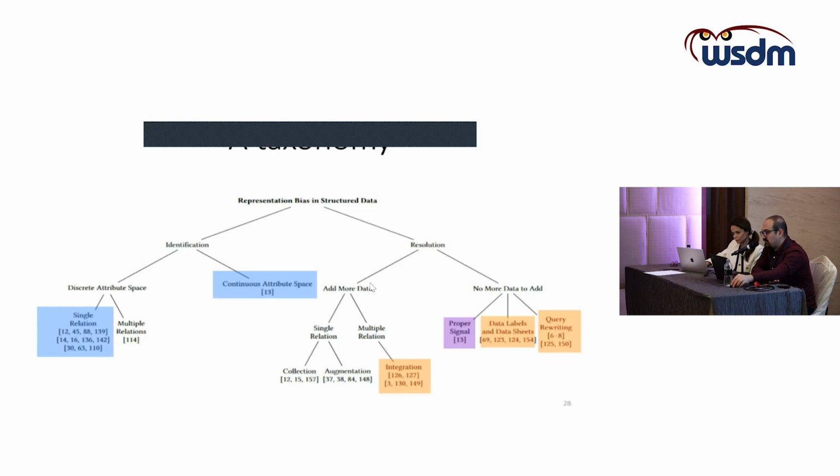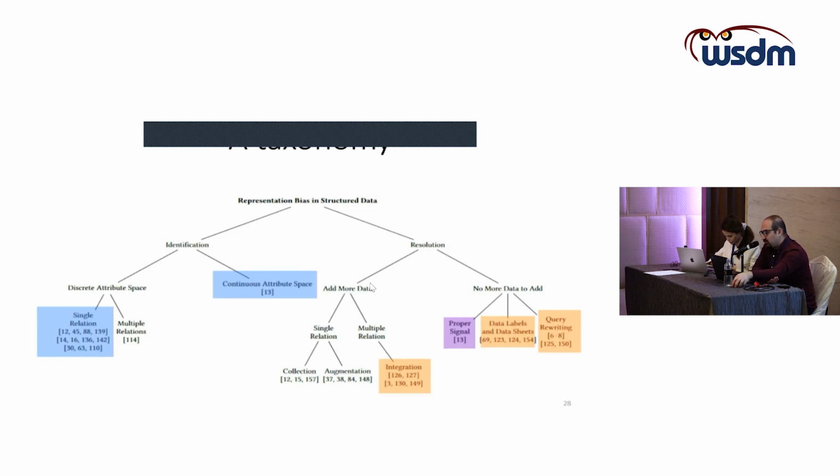If you have the option, the line of work for adding more data contains different works. This tutorial is centered around data integration, and we're going to have a deep dive on data integration. In other words, how to use data integration for responsible AI, and one of those aspects is going to be representation bias. And if collecting more data is not an option, then the alternatives are generating proper signals or data labels and data sheets and query writing.